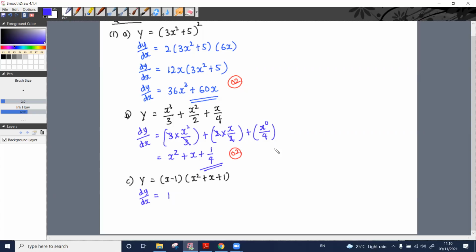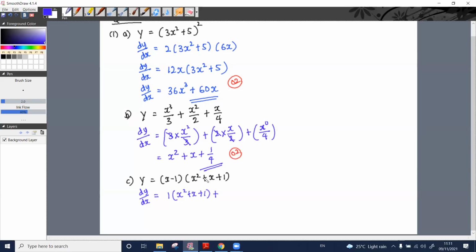What does it mean to differentiate x? x to the power 1. Multiply by the power 1, and deduct 1 from the power. So 1 into x to the power 0, that means 1. We differentiated the first group, and the second group we consider as it is, x squared plus x plus 1. Then add, now the other way around.